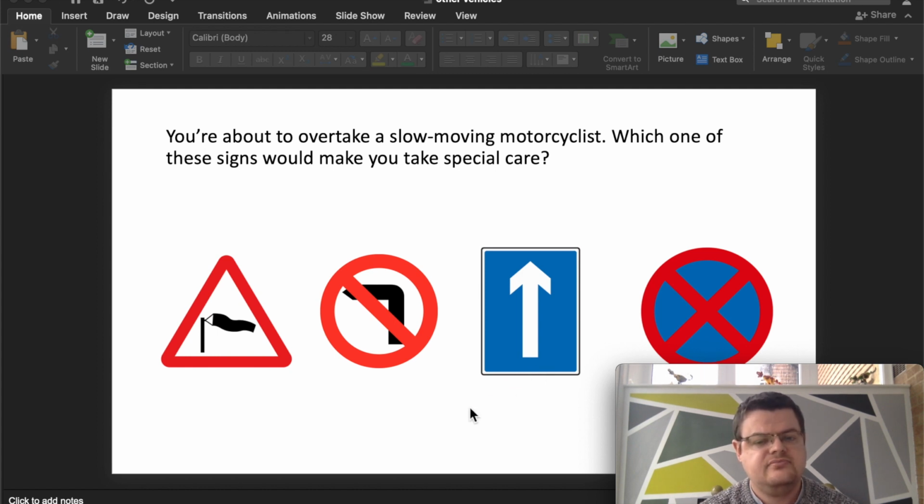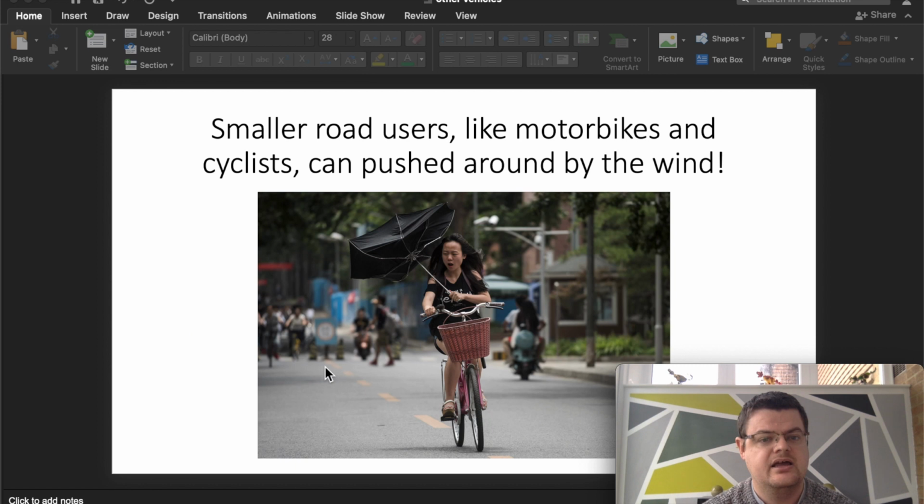So out of these options, side winds is going to be the best answer and it's going to be the correct answer. Not being allowed to turn left isn't really going to affect your overtaking, nor are the other two really, but side winds will. Because smaller road users like motorcycles and cyclists can be pushed around by the wind because they're light. Just like this unfortunate lady here.